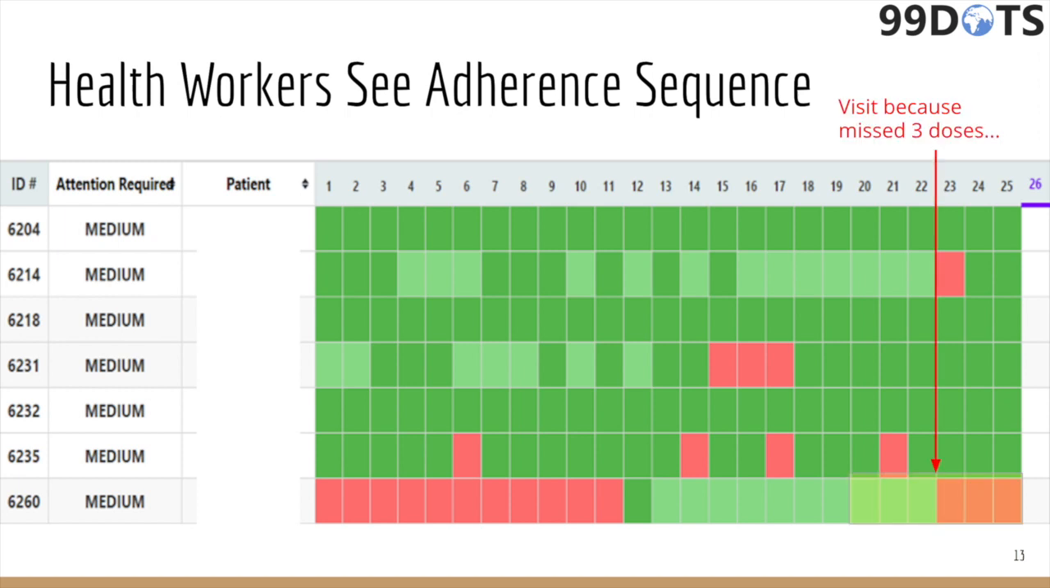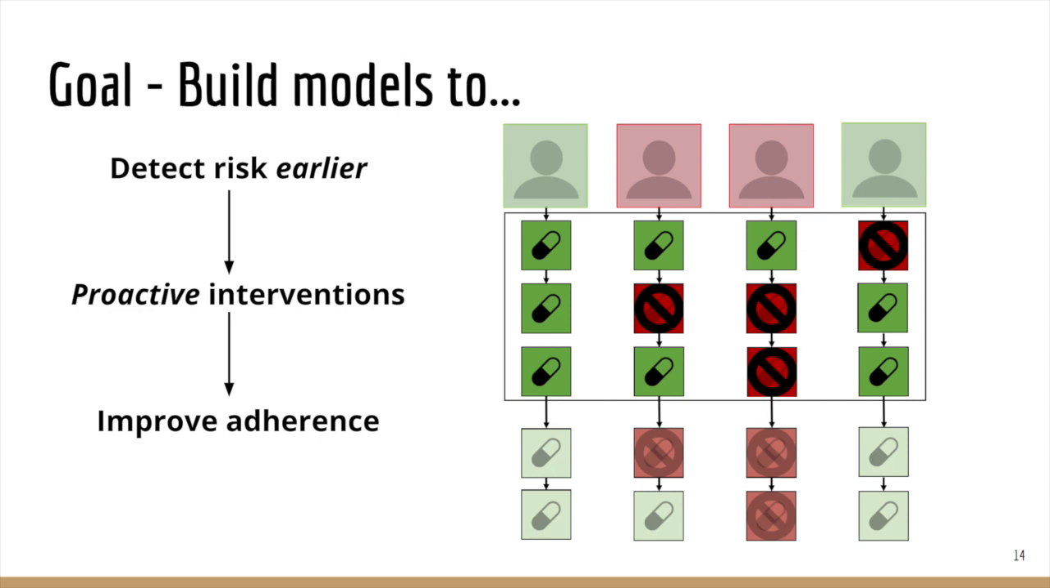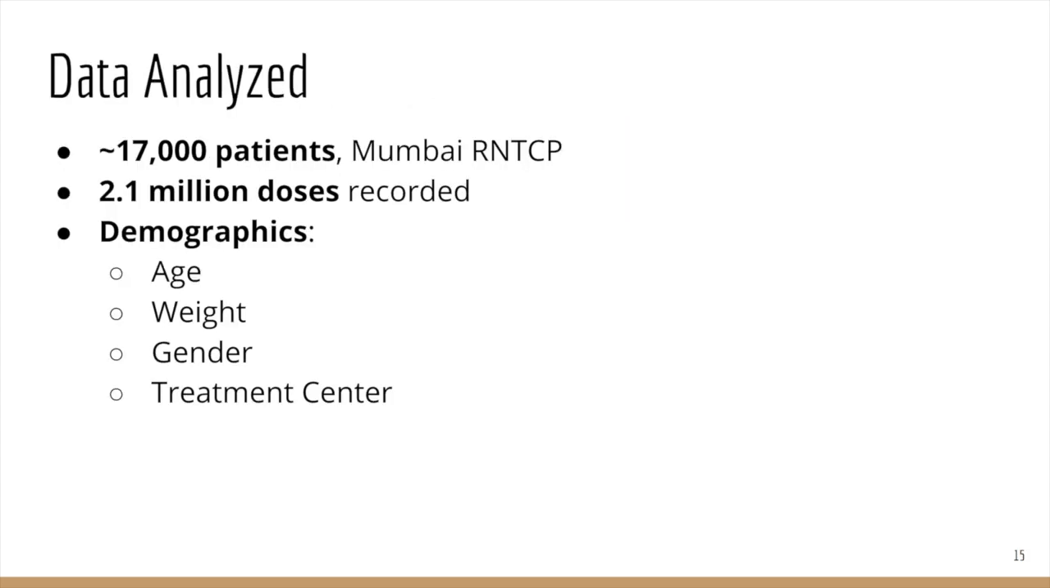But this reactive approach relies on patients missing many doses in a row. So our goal is to build models that detect risk earlier to enable health workers to plan interventions proactively to ultimately improve adherence. We analyzed data from 17,000 patients in Mumbai, which includes over 2 million dosage records as well as demographics about each patient.